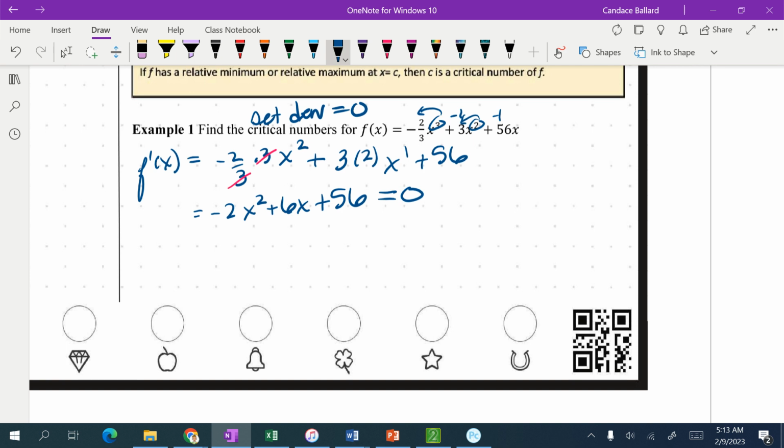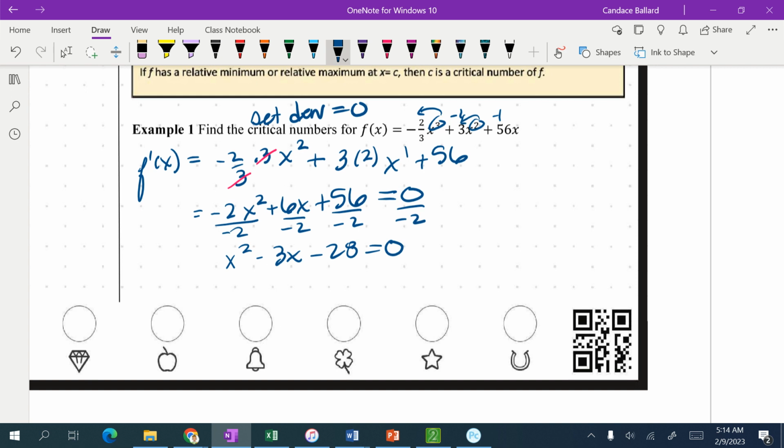Now, we've got a quadratic, so I am going to use my quadratic techniques. The first thing I do is look for the greatest common factor. Instead of factoring it out, because this is an equation, I'm going to divide every term by it, which is really the same thing. So I'm going to divide every term by that negative 2, and that's going to give me x squared minus 3x minus 28 equals 0.